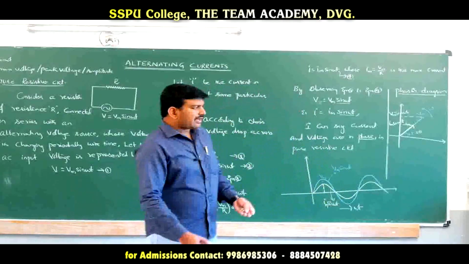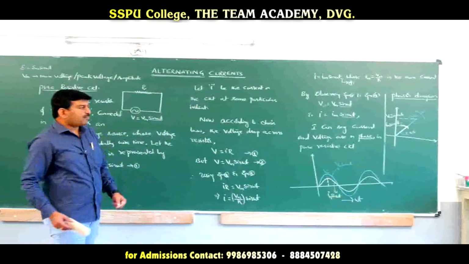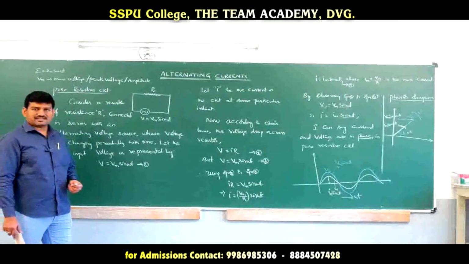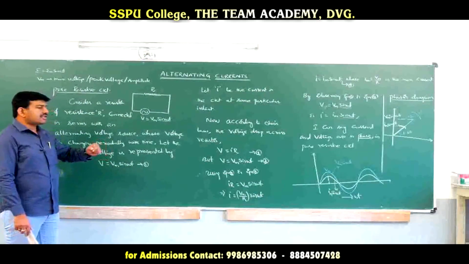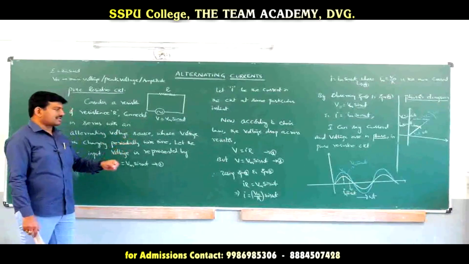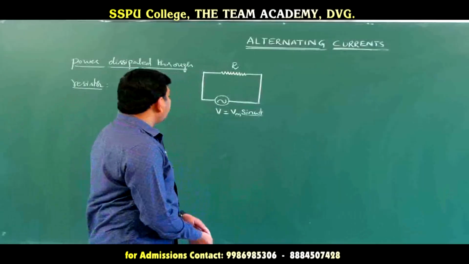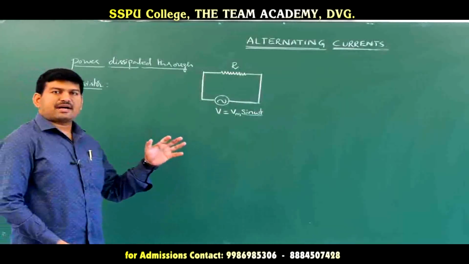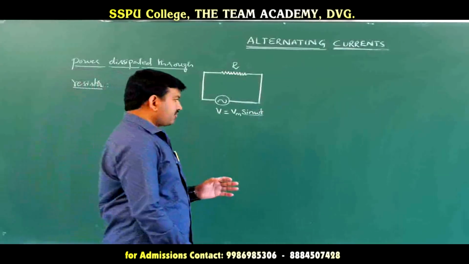Is it clear? And next we will be learning about how much power is dissipated or consumed in this pure resistive circuit. So, the calculation of AC power dissipated through the resistor is what we are going to discuss now. Is it clear? Here we will be discussing how much power is dissipated when AC current is passing through a resistor.